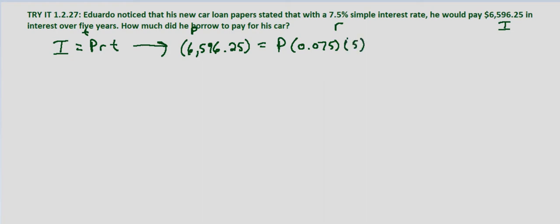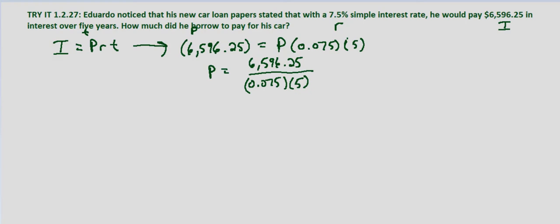So we go ahead and simplify, or let's just go ahead and solve for the principal. So the principal equals $6,596.25 divided by 0.075 times 5. This way we're not performing any operations just yet.